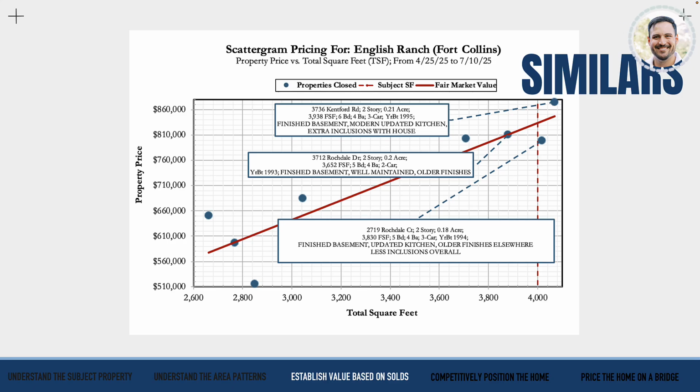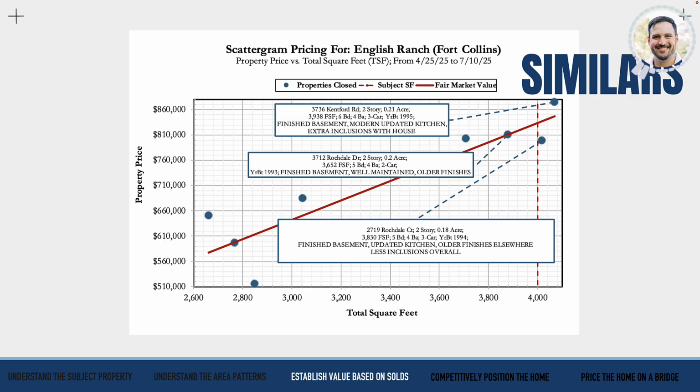Well, this top dot that's above the line, top text box here, has a finished basement, modern updated kitchen, and extra inclusions. Again, updates took it above the line. The second one here, the middle one, is finished basement, well-maintained, but older finishes. Now that's a 5-bed 4-bath. We were a 5-bed 3-bath, but that's still pretty close to ours. And the bottom one here has finished basement, updated kitchen, older finishes elsewhere, but fewer inclusions overall.